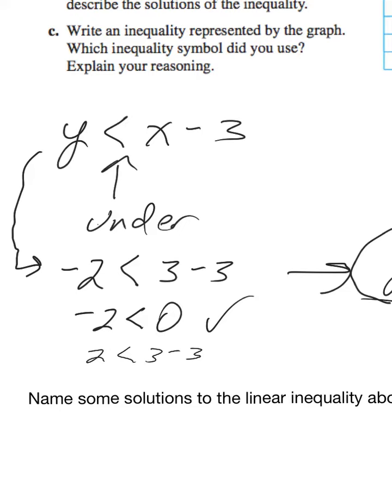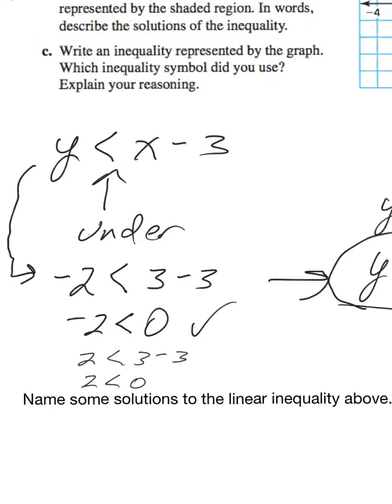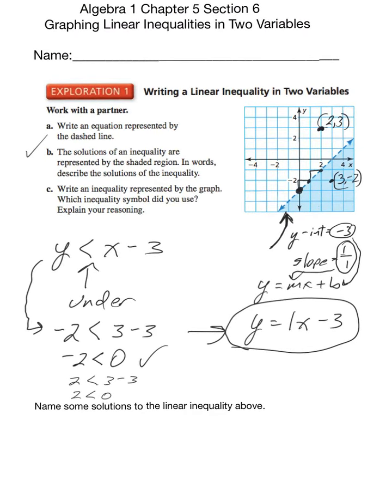So 2 is less than 0. Is that correct? And the answer is absolutely not. But of course, that's what we would have expected because it is not in the shaded region.